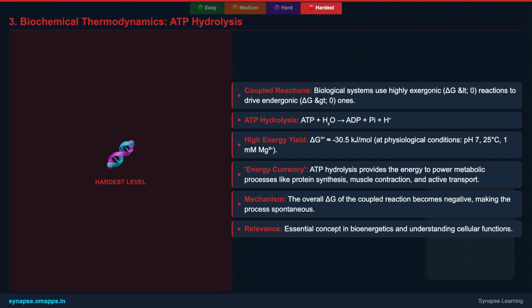The large negative ΔG of ATP hydrolysis provides the necessary energy input to make the overall coupled reaction spontaneous. This energy currency mechanism is fundamental to all cellular activities, showcasing a sophisticated application of thermodynamic principles in biology. Understanding this allows us to model metabolic pathways and develop new drugs.